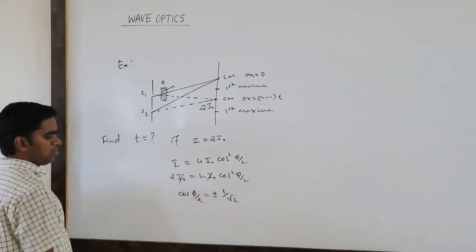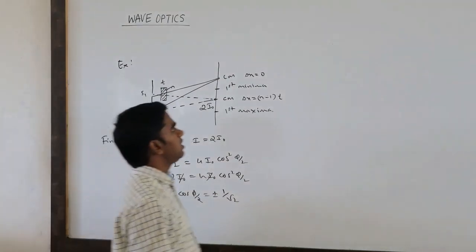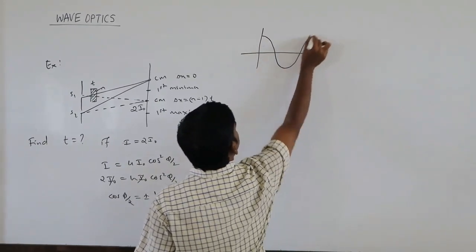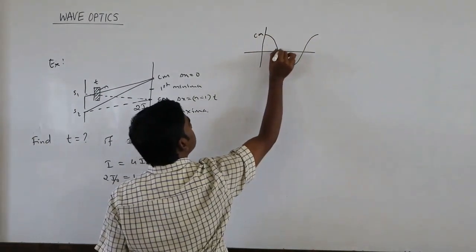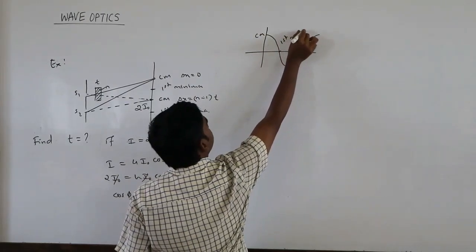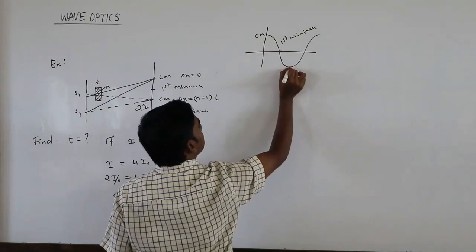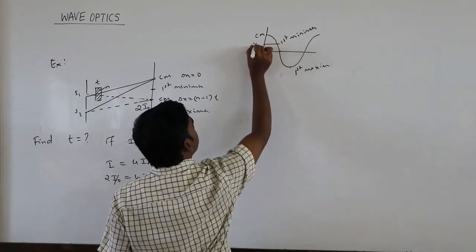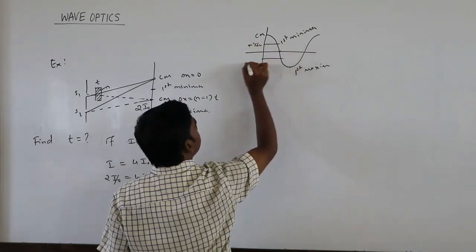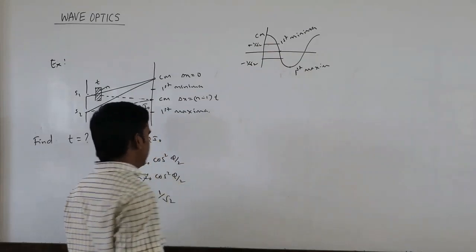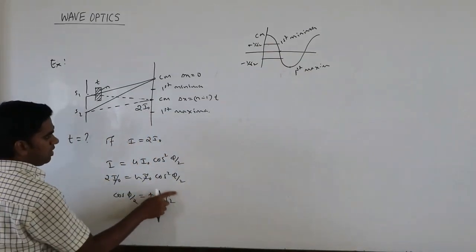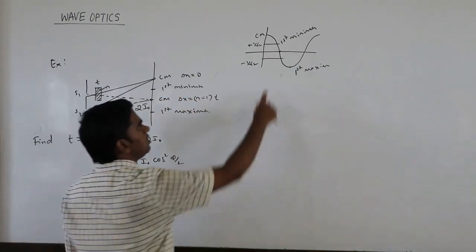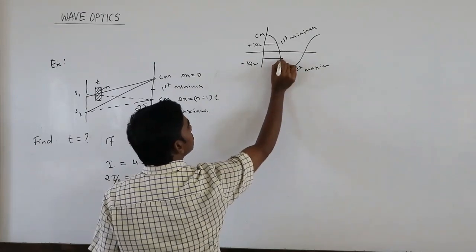Now we have to get the value of phi. So we have to plot a graph for that. This is the graph. This is the central maxima, this is the first minima, and this is the first maxima. We have plus 1 by root 2 here, and here we will get minus 1 by root 2. So we have two options, plus 1 by root 2 and minus 1 by root 2. But this line is between first minima and first maxima. That means this is our value.